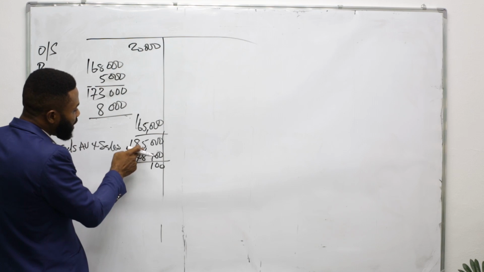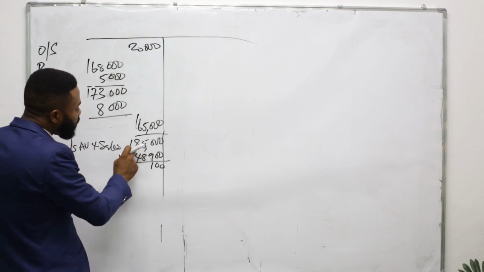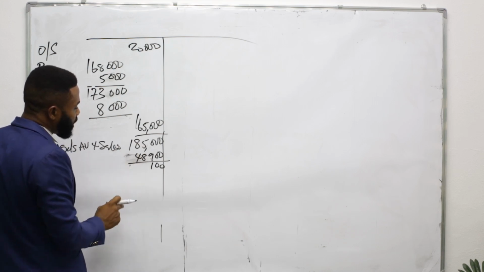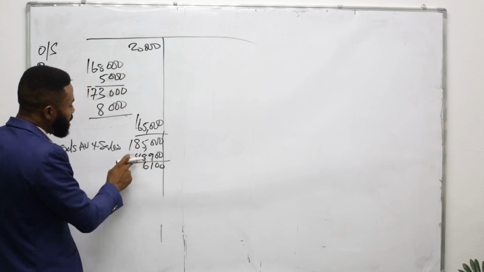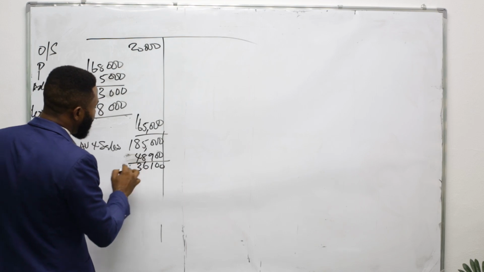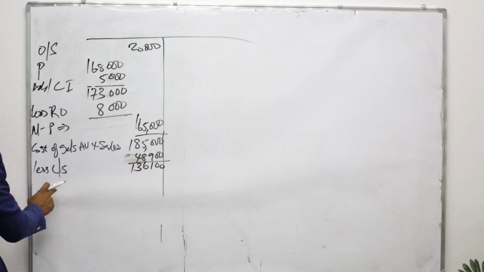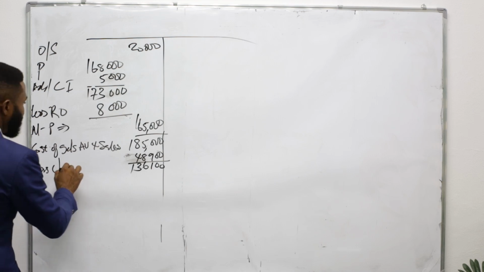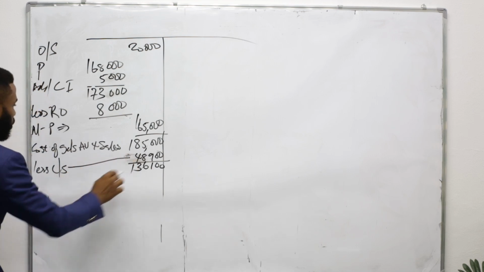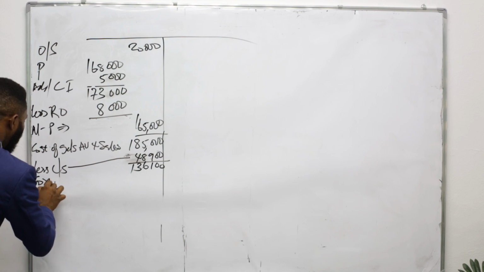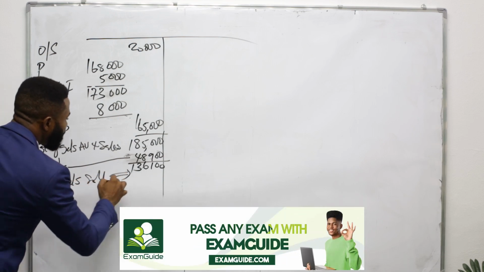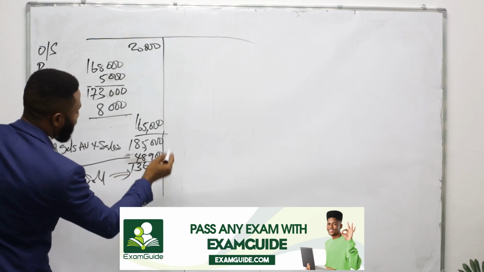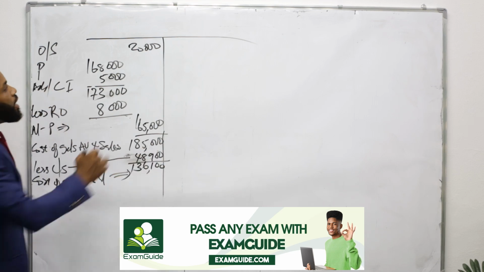This 8 cannot be taken from 4, so you take 1 from 8 here to make it 14. 14 minus 8 is 6. Here will remain 7. 7 minus 4 is 3. And here becomes 1. So your cost of goods sold is 136,100.